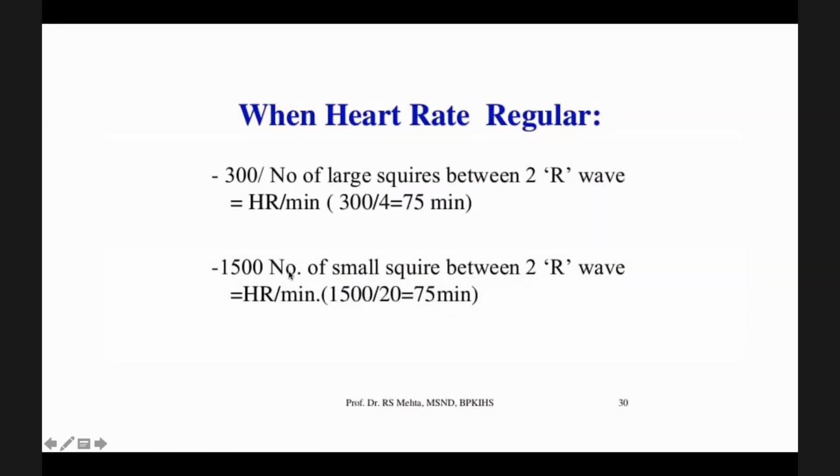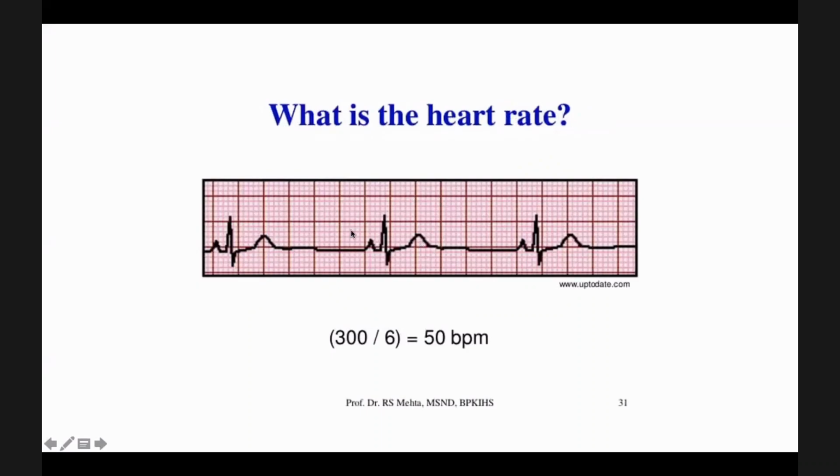And this is about when there are small squares, but it's difficult to count the small squares, so you don't have to do it. You can count the number of large squares in between the RR interval, and you divide 300 by it. If there are 4, you divide by 4, then the rate will come as 75. So what's the heart rate of this? You can count 1, 2, 3, 4, 5, 6. So you divide 300 by 6, then you get the heart rate as 50. Like that, when it is a regular rhythm, you can count by that rate.